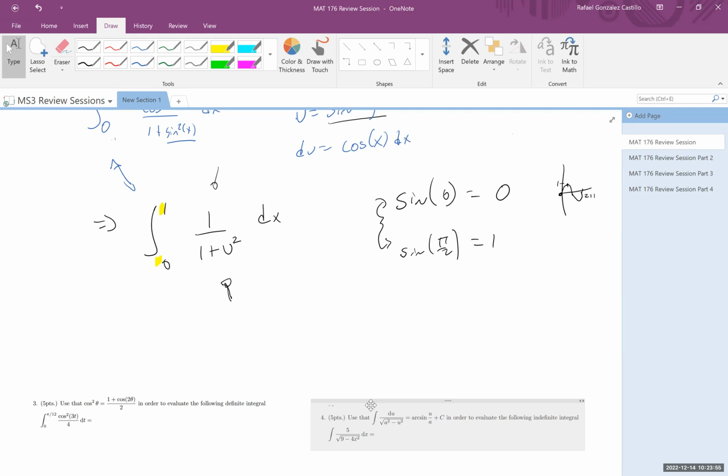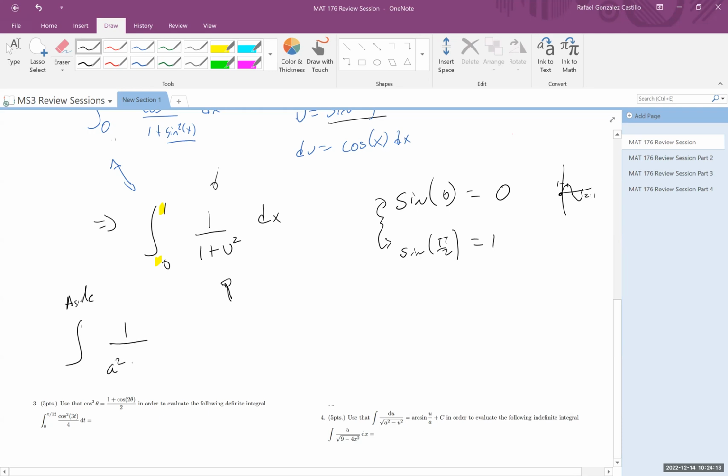Let me just give you the antiderivative for arctangent so you can refresh your memory. As an aside, the integral of 1 over a squared plus u squared du is equal to arctangent of u plus c. So this is one of the rules of integration that you learn throughout the semester.